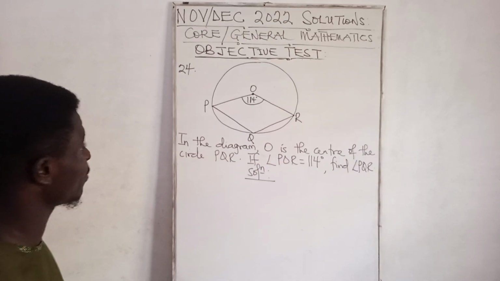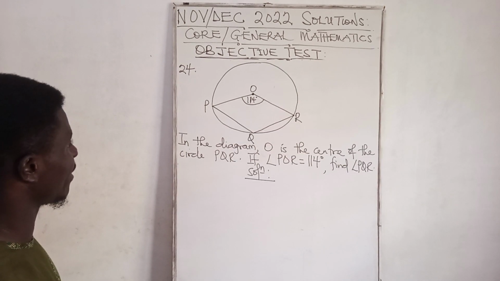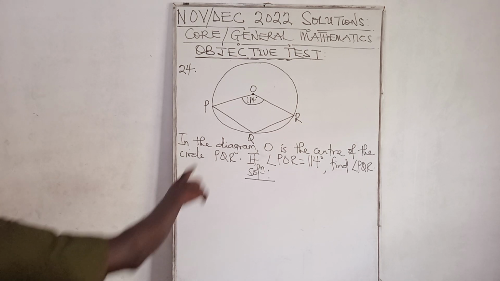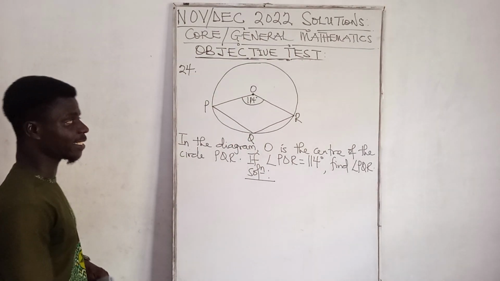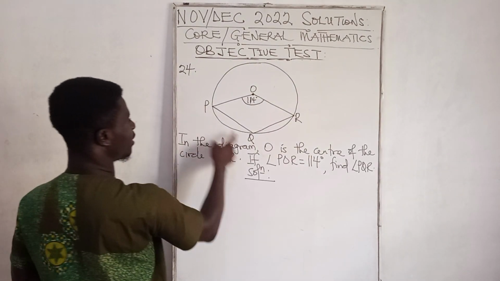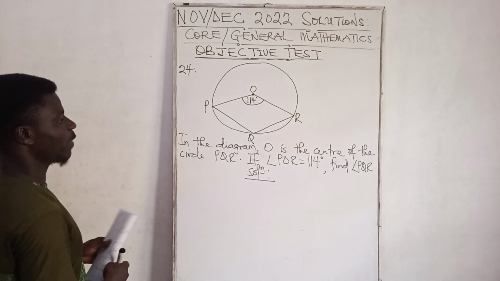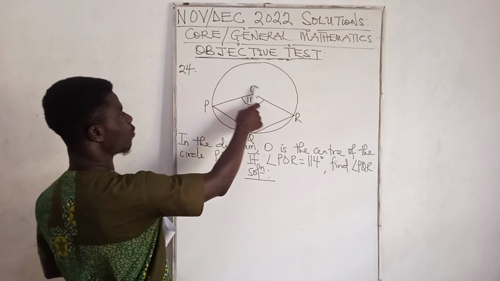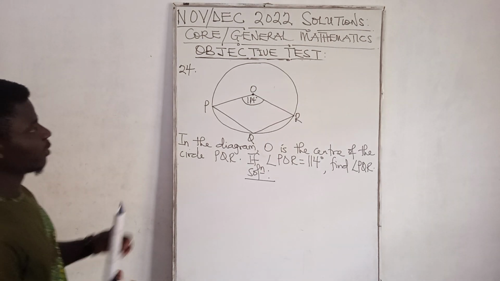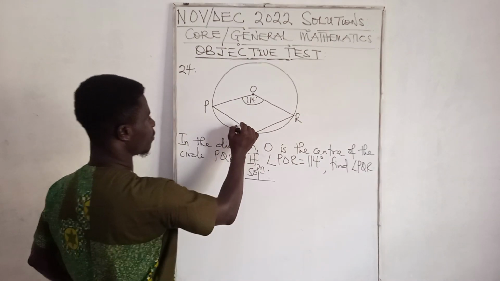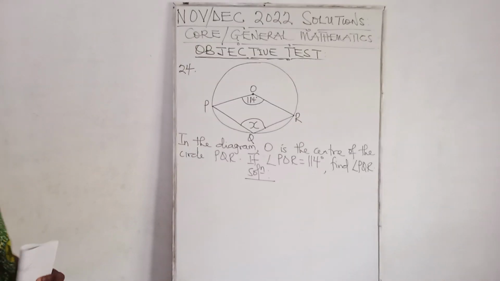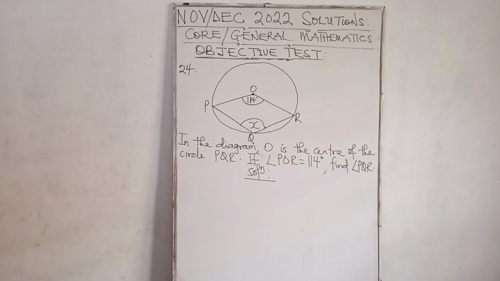Very, very sweet question. So now in the diagram, O is the center of the circle PQR. O is the center, that's a fixed point of the circle PQR. If angle POR is 114 degrees, find angle PQR. It says we should find angle PQR. So we can denote that as X.